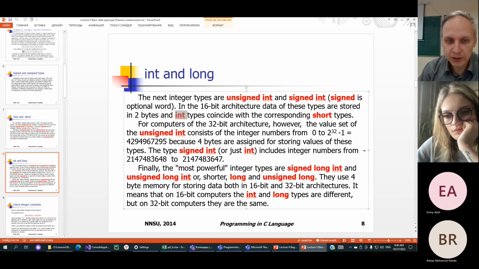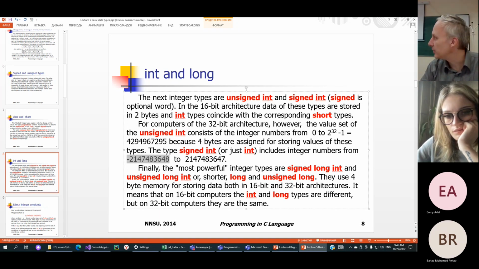And here you can see constants that correspond to the largest integer number that can be represented in the computer and the smallest integer number that can be represented. Let's check this fact.